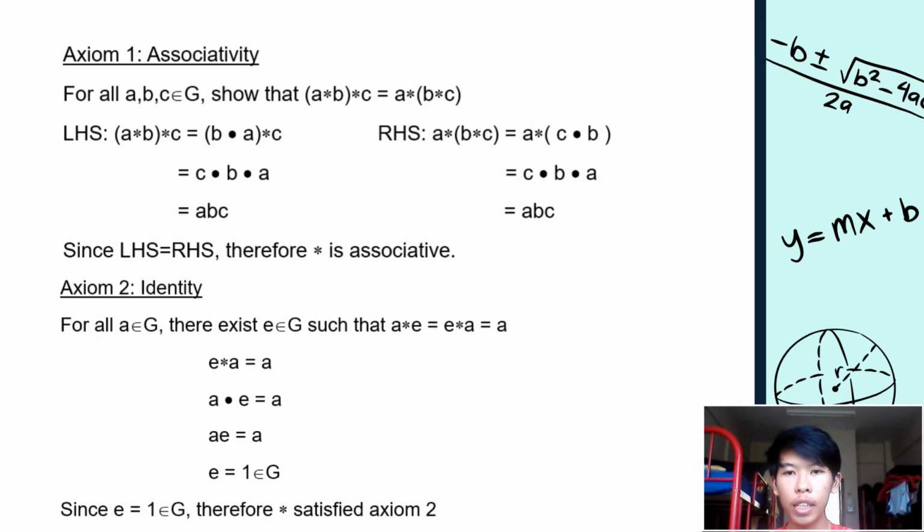Next, we check the identity element of A. For all A element G, there exists E element G such that A * E equal to E * A equal to A. We take the equation from the definition, which is E * A equal to A · E equal to A. We move A to the right hand side and we get E is equal to 1 element of G. Since E equals to 1 element G, therefore the binary operation satisfied the axiom 2.